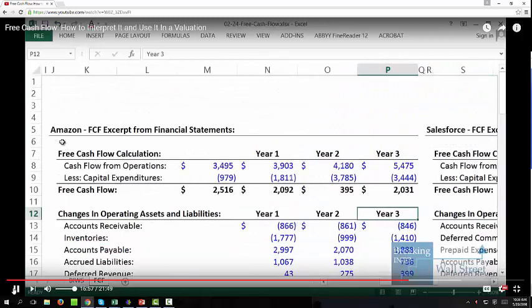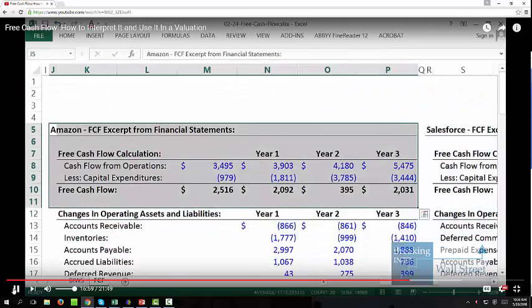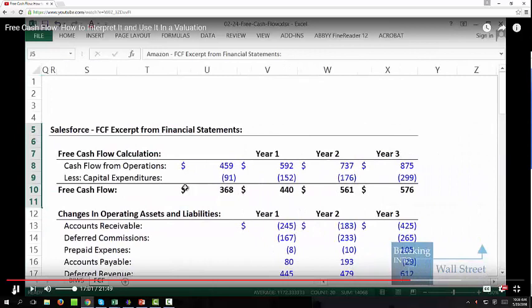So those are some of the conclusions we can draw for Amazon. Now to our final company over here, Salesforce. Let's take a look at this. Another interesting case, because this is really a software company, so its spending requirements are much different than what they would be for a retailer like Walmart or Amazon.